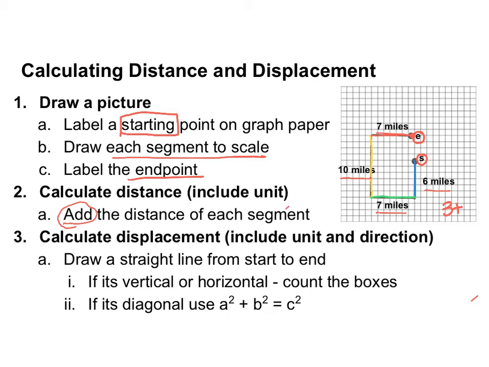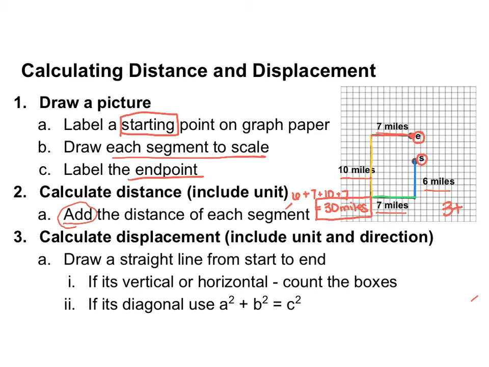So for this one, first we went 6, then we went 7, then we went 10, and fourth we went 7 more. So when I add those together, I end up getting 30 with the unit miles. You cannot abbreviate miles with an M because that's meters, so be careful. Okay, so my distance is 30 miles. Again, distance is a total, so I did all of that.